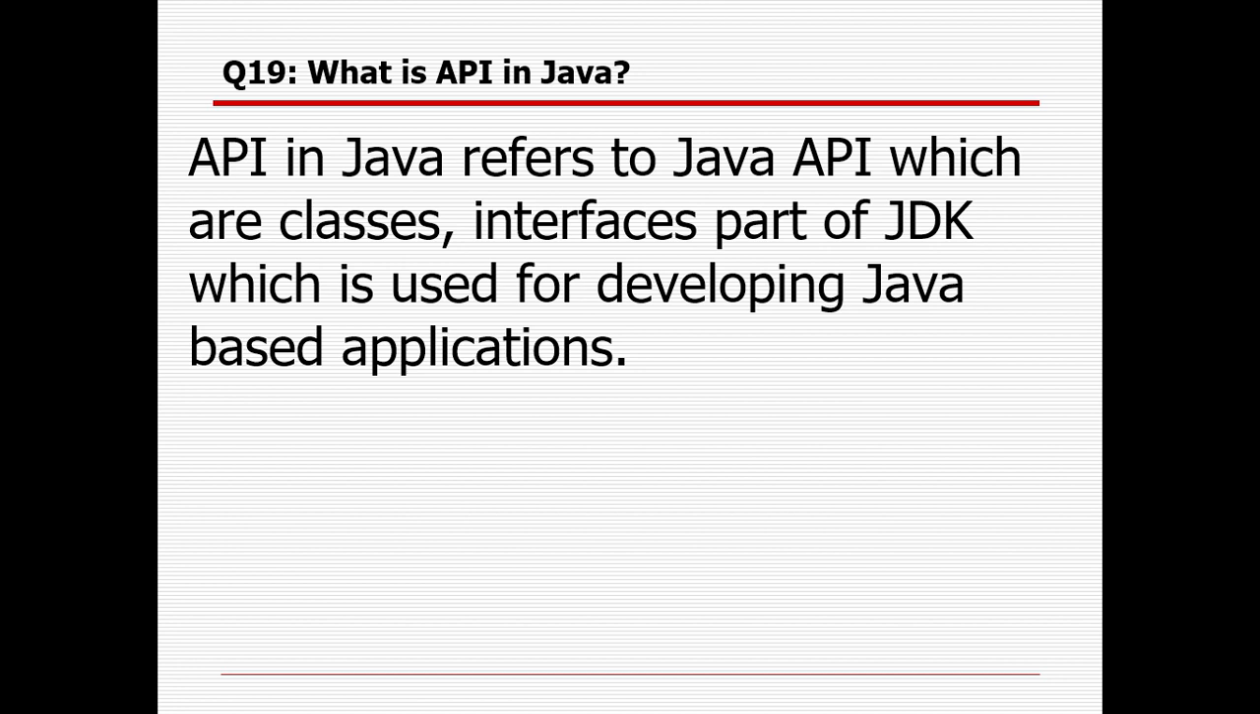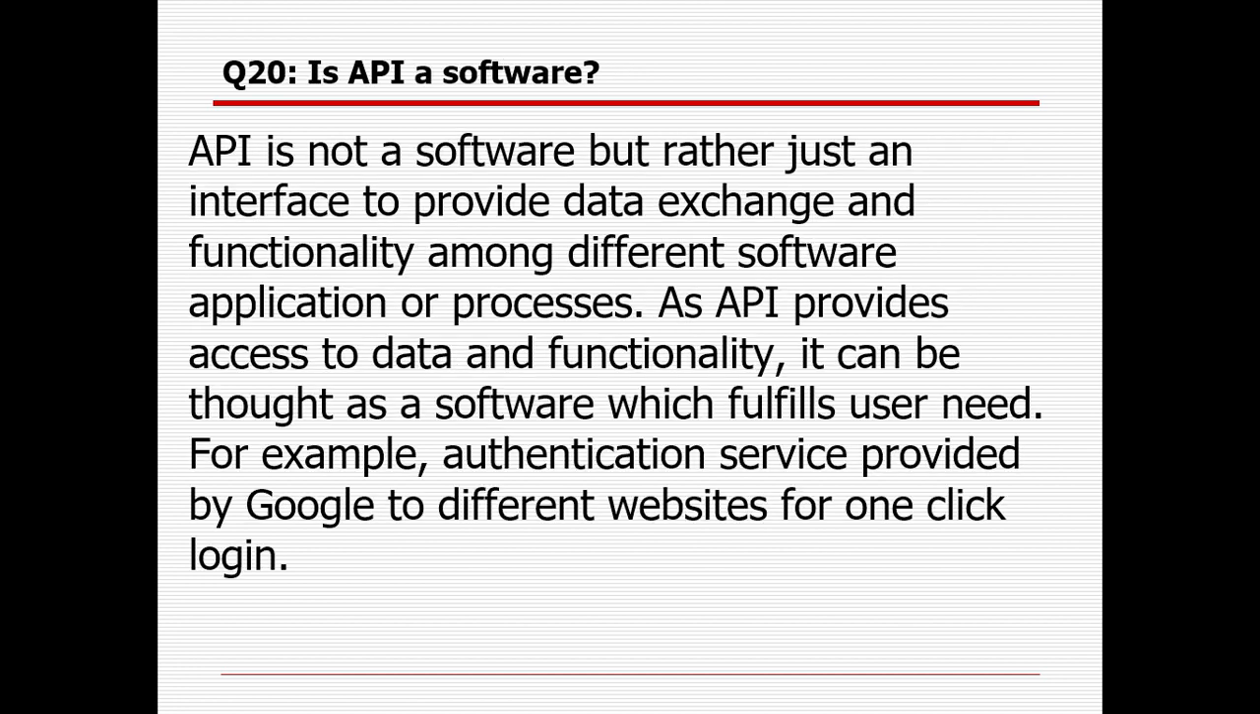What is API in Java? If you want to work with Java, there are so many methods, so many kinds of interfaces, and so many classes available. So API in Java refers to the Java API, which are classes and interfaces that are part of the JDK, which is used for developing Java-based applications.